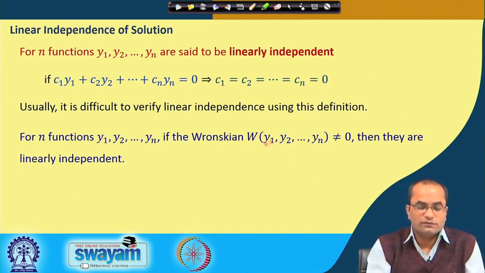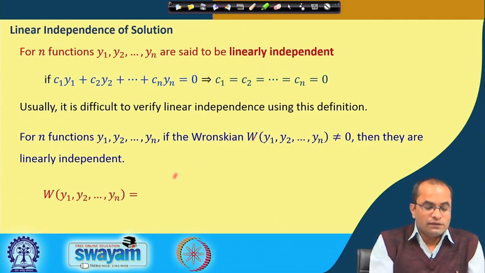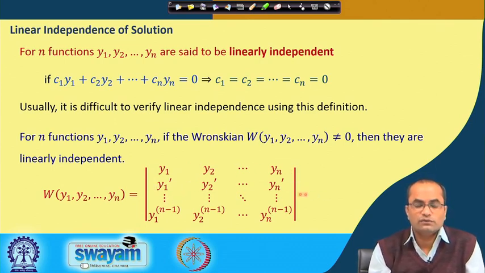This is the notation for the Wronskian. We will define in a minute what the Wronskian is. If the Wronskian of y1, y2, y3, up to yn is non-zero, then they are linearly independent. And what is this Wronskian? This is a determinant which is evaluated in this way. The first row is y1, y2, y3, up to yn, the second row has their derivatives, the third row has the second order derivatives, and the nth row has the n minus 1th order derivatives.